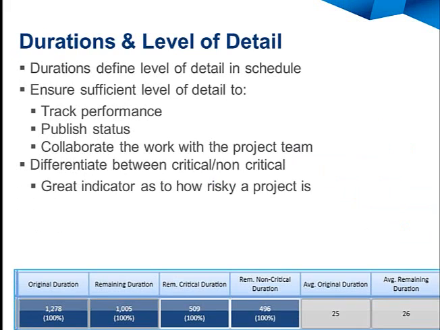Durations and level of detail. This is another category of metrics. We talked about one such metric, which was insufficient detail. What's the average duration of my activities? What's the average remaining duration? There's an interesting characteristic here in this actual metric. The average original duration was 25. The average remaining duration is 26 days. Okay, one more day, big deal. Well, these are averages. The whole project grew an extra day based on the plan. On average, every single activity is going to take a day longer than planned.